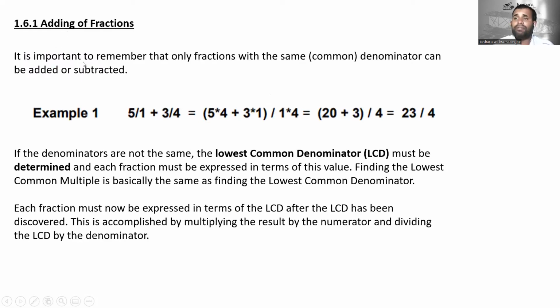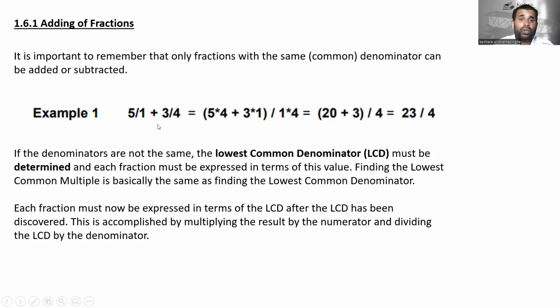Okay, so adding of fractions. It is important to remember that only fractions with the same common denominator can be added or subtracted, right? So there should be a common denominator to add or subtract. So here, 5 upon 1 plus 3 upon 4. So then we have to take the common denominator. How to take the common denominator?